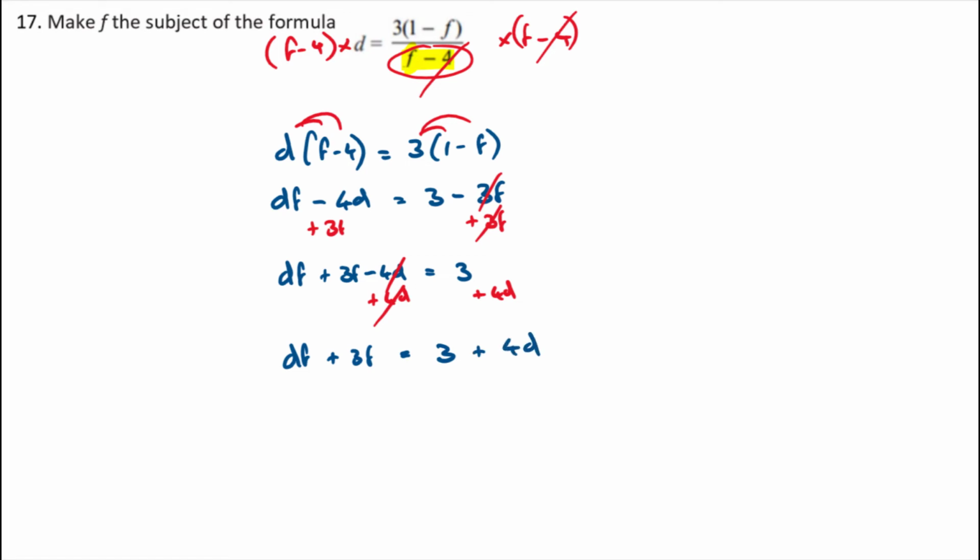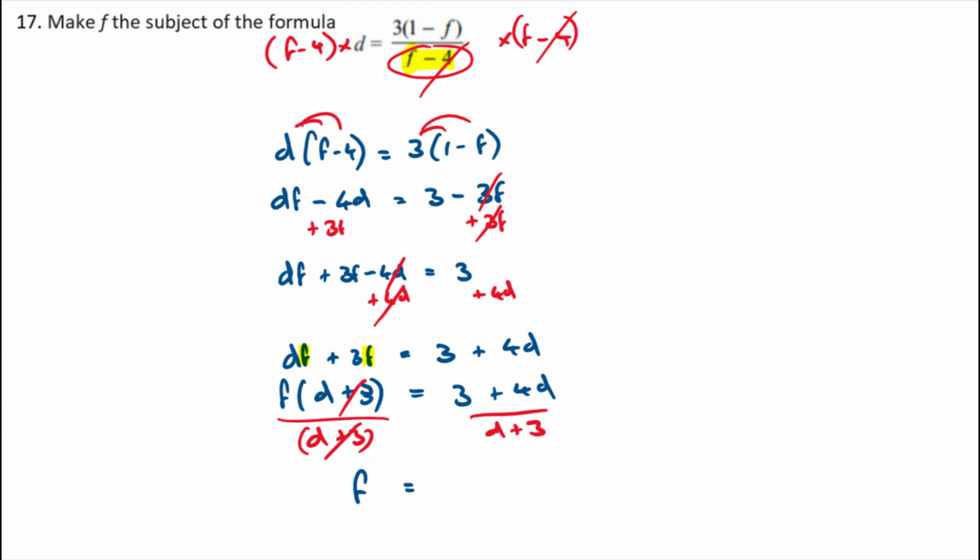Now notice I've got an f in both of these expressions. I've got an f there and an f there. That means I can factorize out the f. And that's going to give me d plus 3 in the bracket equals 3 plus 4d. And then finally, I can divide both sides by d plus 3. And so then that will cancel with that, and it'll leave me with f on the left-hand side. And I'm going to get 3 plus 4d over d plus 3.